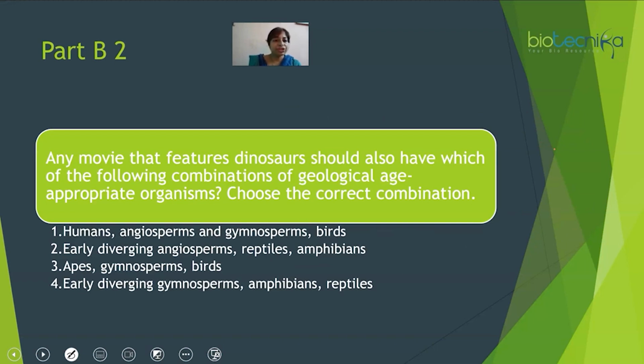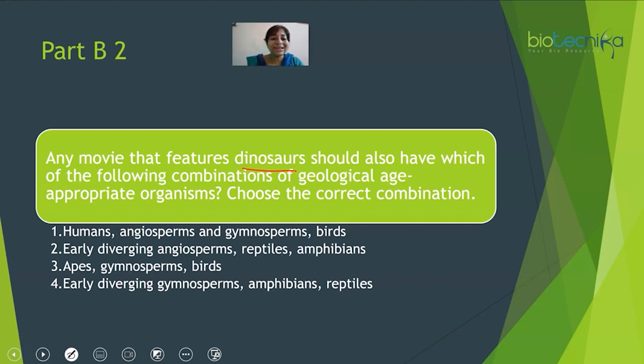The next question: any movie that features dinosaurs should also have which of the following combinations of geologically age-appropriate organisms? Choose the correct combination. Okay, so a movie with dinosaurs. I hope all of you have watched Jurassic Park, right? There are so many versions and parts of Jurassic Park. I'm very sure all of you have watched one or more of them.